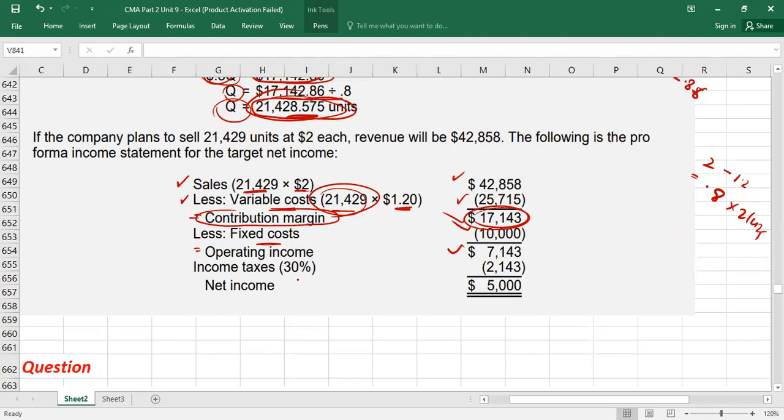7,143. From there, we'll deduct tax of 30%. We will take 30% of this value. So this will give you 2,143. If you deduct tax from operating income, this is going to give you net income of 5,000. I hope it is clear.